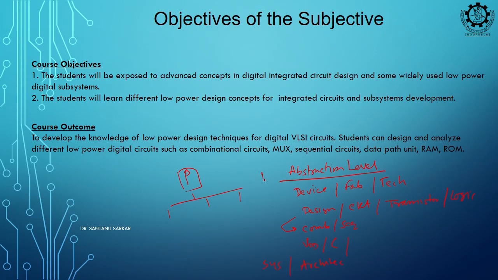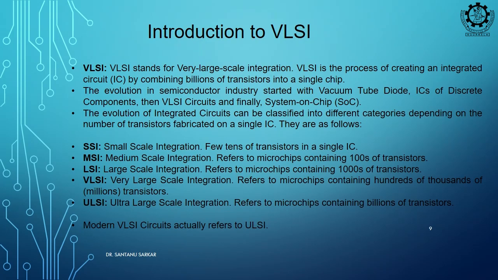In today's class we are at the introduction. Next we will enter device physics, next we will go to circuit, sequential and combinational both, then we will go to system. All right. The course objective and course outcome you already know, or this is very common, so we will not discuss this.